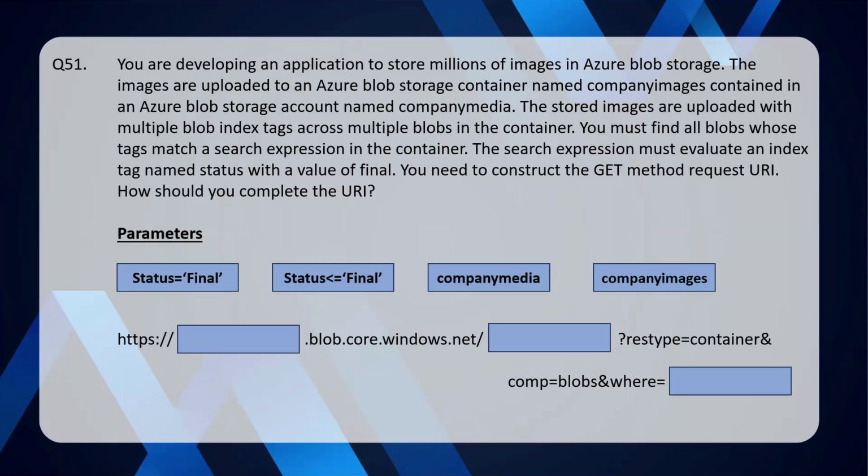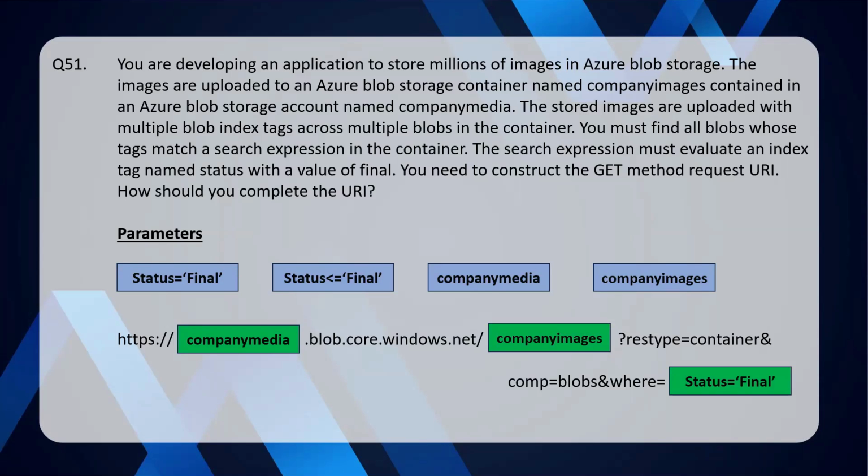You need to construct the get method request URI. How should you complete the URI? The parameters given in the options are status equals final, status less than equals final, company media, company images. Now friends, the get method request URI is in front of you and there are 3 blanks that you need to fill. And the correct complete command is now on your screen.